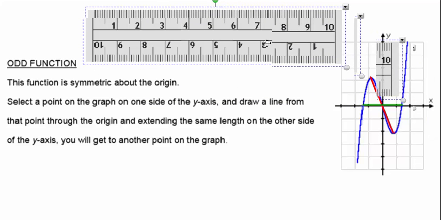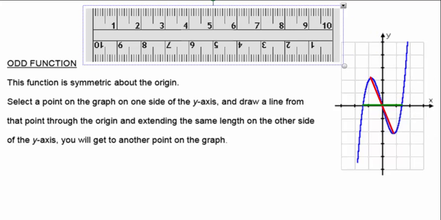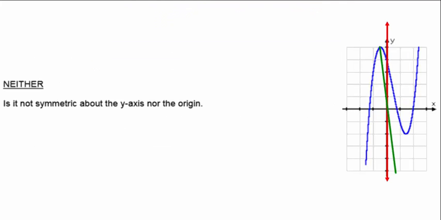We also talked about how functions could be considered neither an odd or even. That means it would not be symmetric about the y-axis. So we look at that mirror and what we see on one side is different than the other. We can also see if it's symmetric about the origin by picking a point on the function, drawing it through the origin, and seeing if it has a match the same distance on the other side. So here we've got an example of a neither function that's not symmetric about the y-axis or the origin.